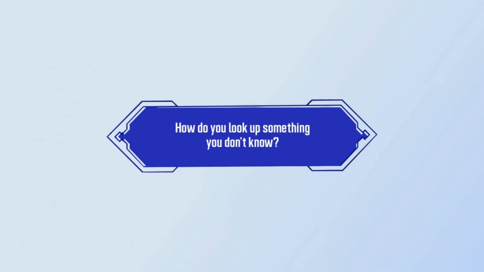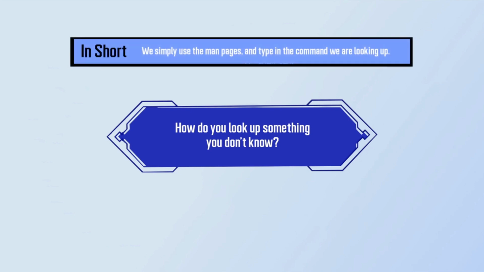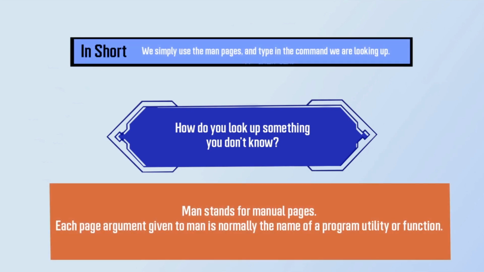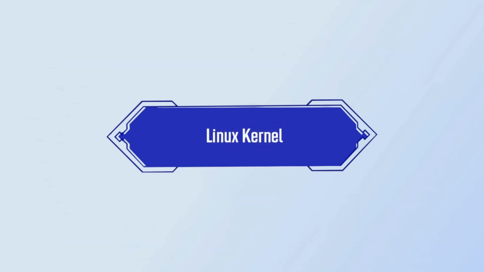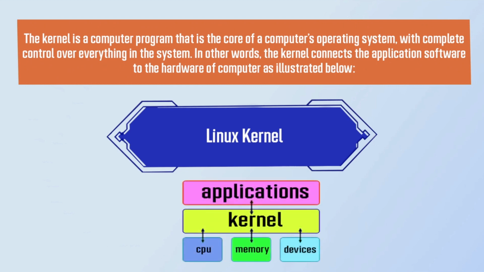How would you look up something you don't know? We simply type in man pages and type in the command we are looking for. Linux kernel. The kernel is a computer program that is the core of a computer's operating system with complete control over everything in the system. In other words, the kernel connects application software to the hardware of the computer as illustrated below.